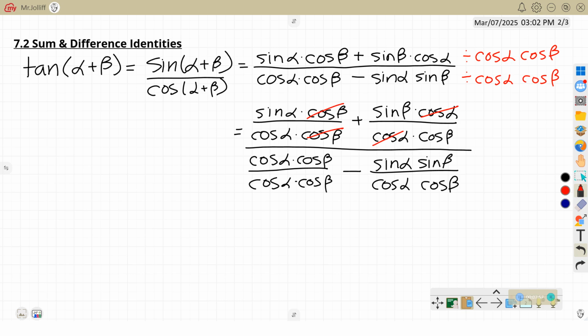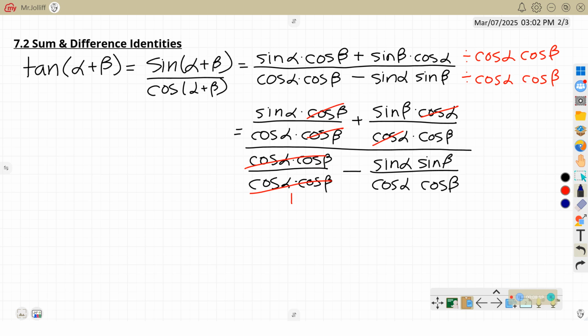Bottom left, what cancels? Everything. That's why we did that in the first place, right? We wanted this to become 1. Last fraction, what cancels? Nothing. I see head shaking no. Perfect. Good.